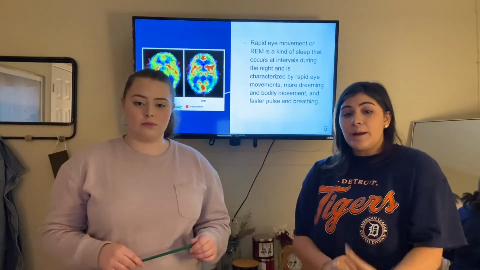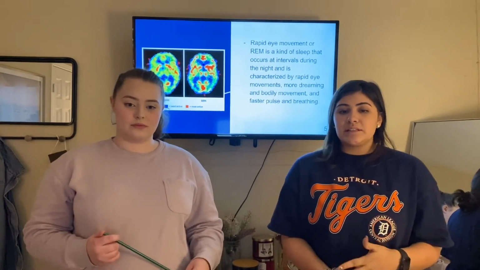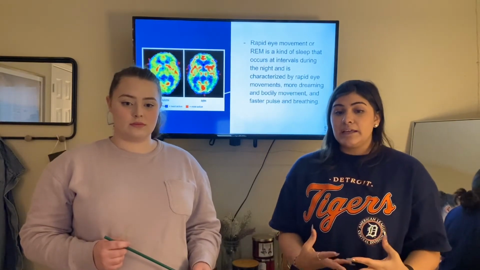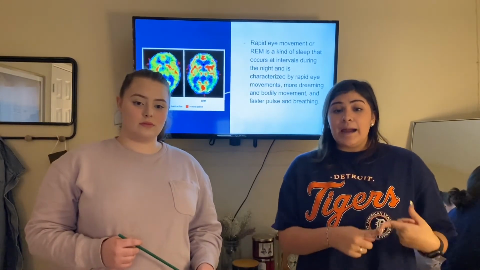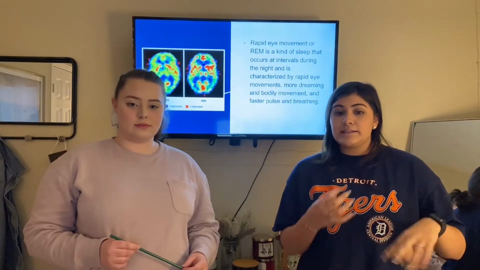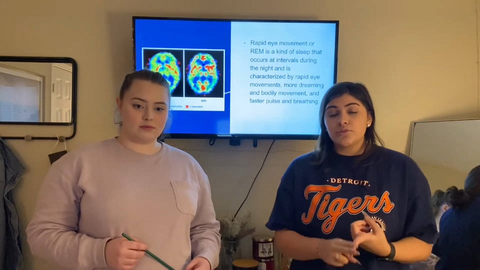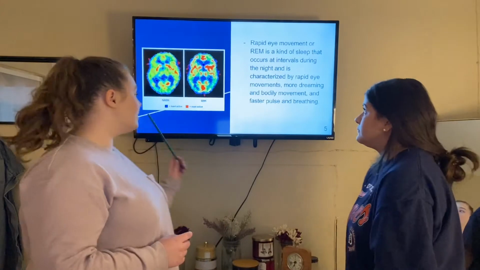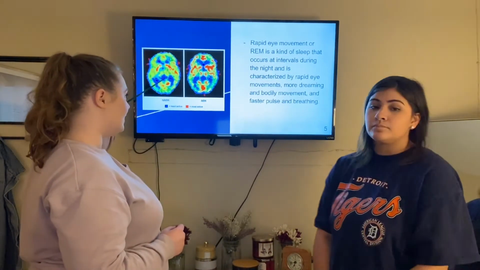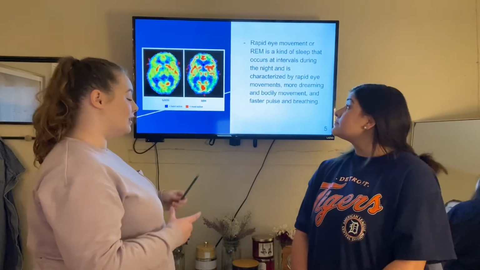So rapid eye movement is also known as REM. It's a sleep state that occurs during intervals throughout the night, and it's characterized by rapid eye movements, more dreaming than the average person, excess bodily movement, and an increase of pulse rate and heart rate. This is a picture of a patient during non-REM, where you can see it's least active in their deep sleep. And this is a picture of REM, where you can see all the red spots where they're still awake and active.